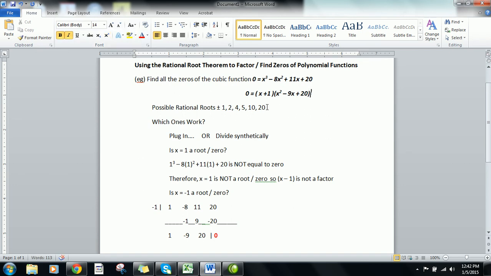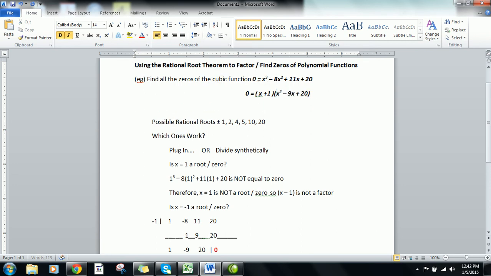Now, I don't even have to fuss with the rest of the possible rational roots because I've used the rational root theorem to take my cubic down to the product of a linear and a depressed quadratic expression. And for quadratic expressions, I don't have to use the rational root theorem. I can factor, or I can set equal to 0 and use the quadratic formula, or I can use completing the square if I'm feeling cheesy.